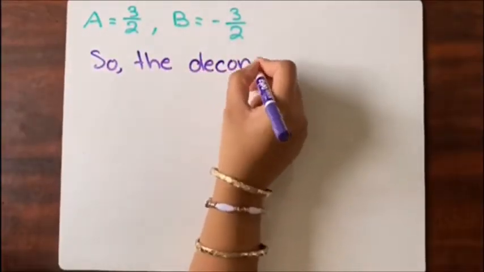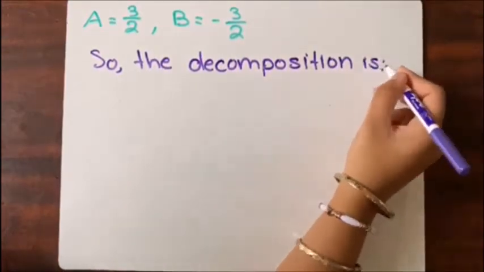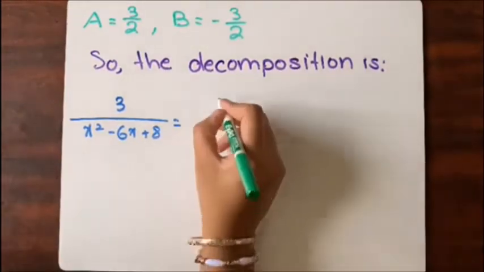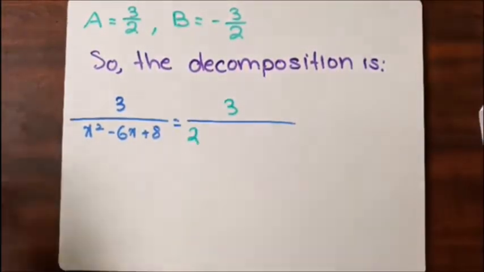After we gather all the values, the decomposition is 3 over x squared minus 6x plus 8 equals 3 over 2 times x minus 4 minus 3 over 2 times x minus 2.